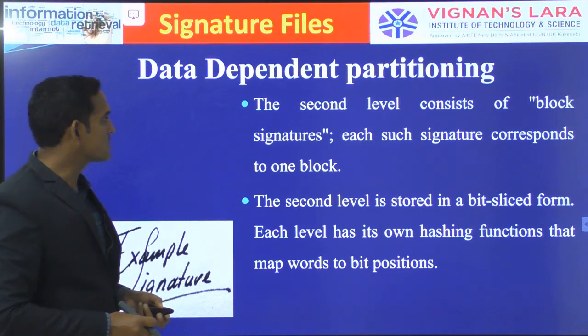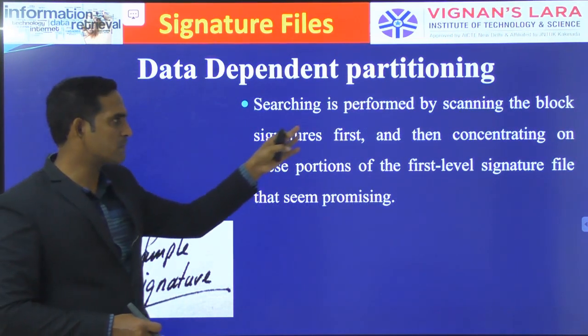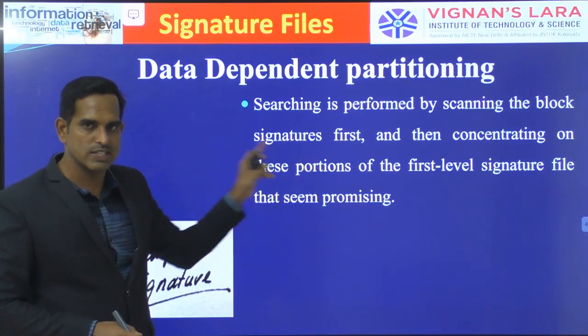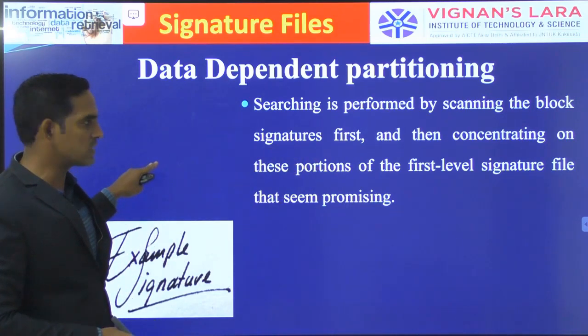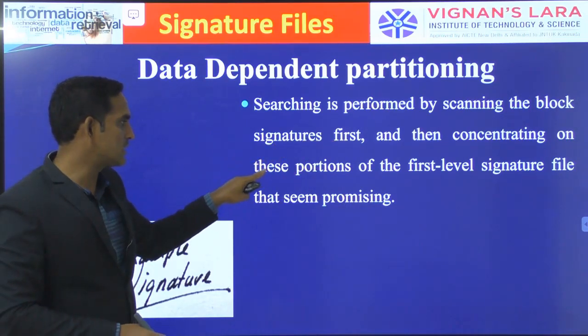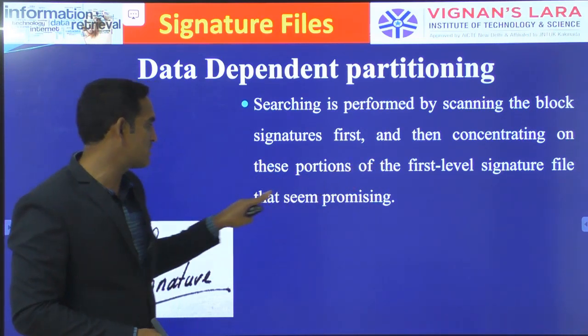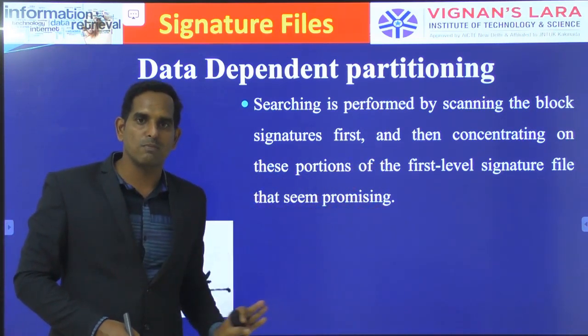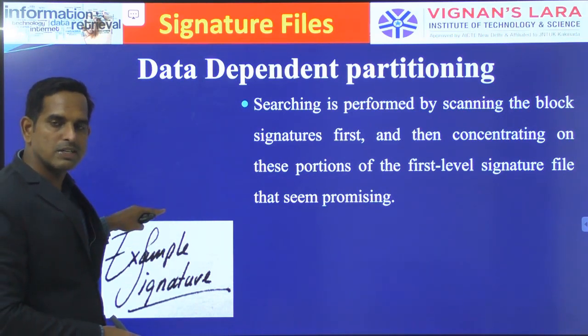The next thing is, searching is performed by scanning the block signatures first, as I told you. First you are going to search for the block signatures, then concentrating on those positions of the first level signature file that seem promising. So we'll search for the document signatures.